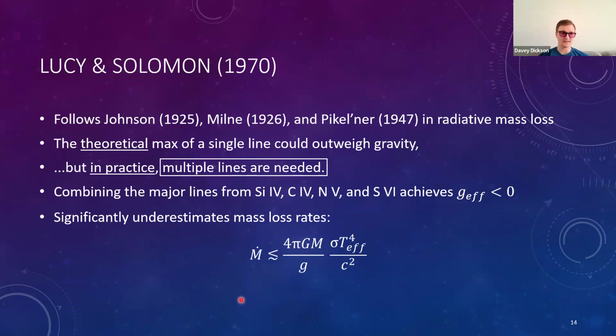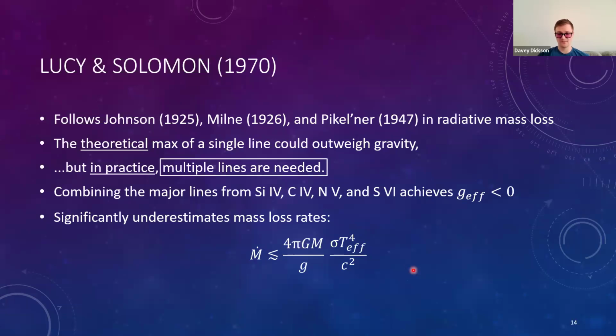And in fact, they found that theoretically, a single line sufficiently strong could produce negative effective gravity. However, practically speaking, the situations for that are so rare and niche that we really need a combination of multiple lines to produce a negative effective gravity that would cause this outflowing wind. And they considered only the most major lines, the resonance lines of these particular species. So they ended up with that underestimate.